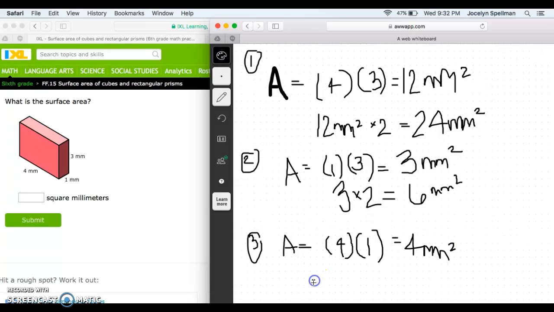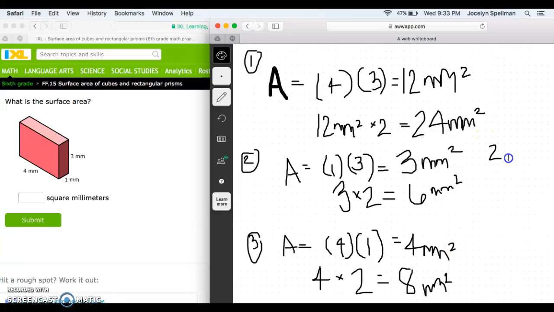And again, I need to multiply that by 2. So 4 times 2 equals 8 millimeters squared. Okay, so now I have my two large sides, this side plus its opposite, my two shorter, skinnier sides and its opposite, and I have the longer, skinnier side and its opposite. So in order to find the entire surface area, so the area of every single side that's facing the outside, I now need to add all of these up.